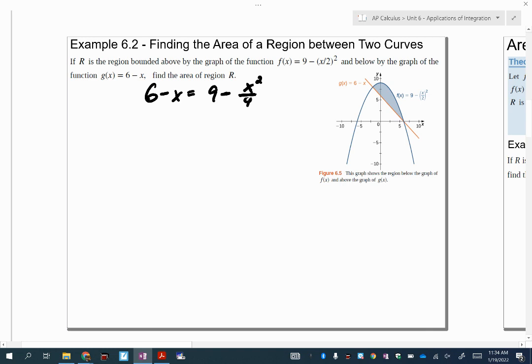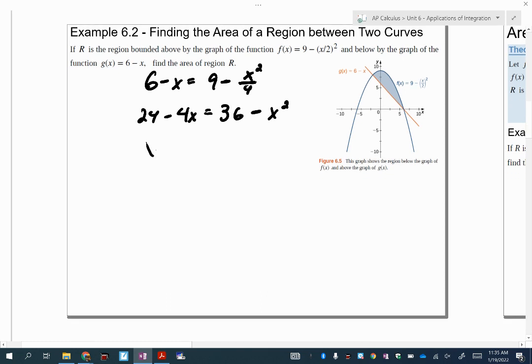All right, I'm going to multiply everything by 4 so I can get that x squared to not have a fraction anymore. So 24 minus 4x equals 36 minus x squared. I'm going to get everything to one side and set it equal to 0. So that's a positive x squared when I move it over. That's going to be minus 4x. And then when I move the 36 over with subtraction, I get minus 12. Doing our factoring from algebra 2, we get, let's see, x minus 6 and x plus 2.